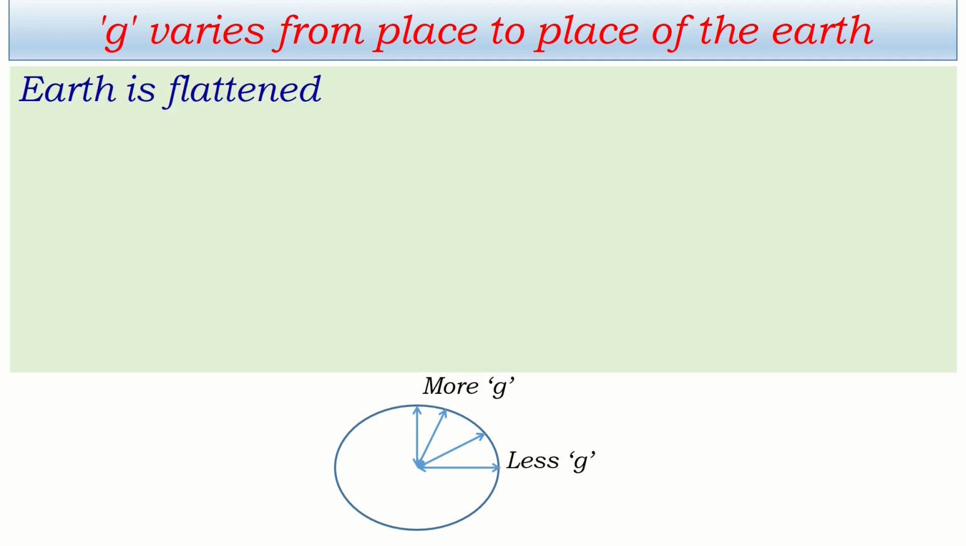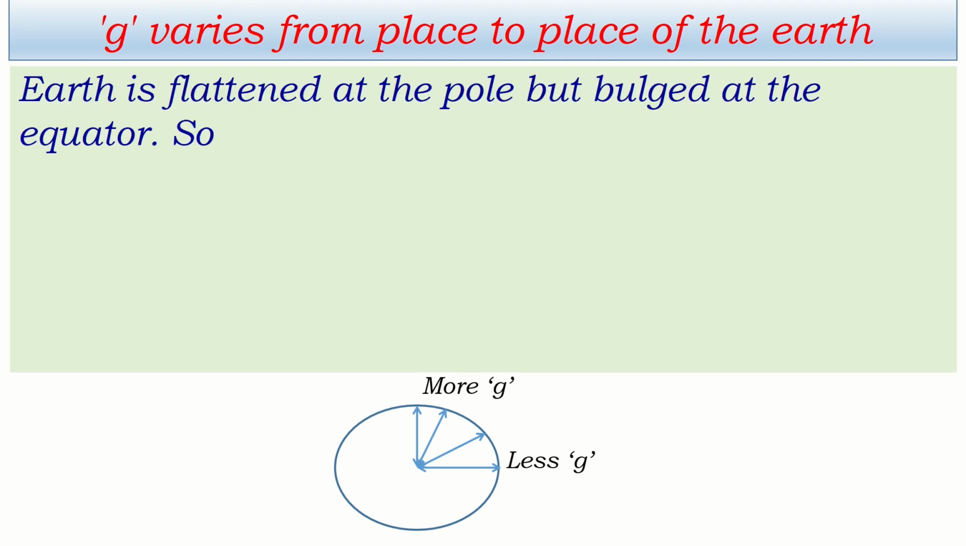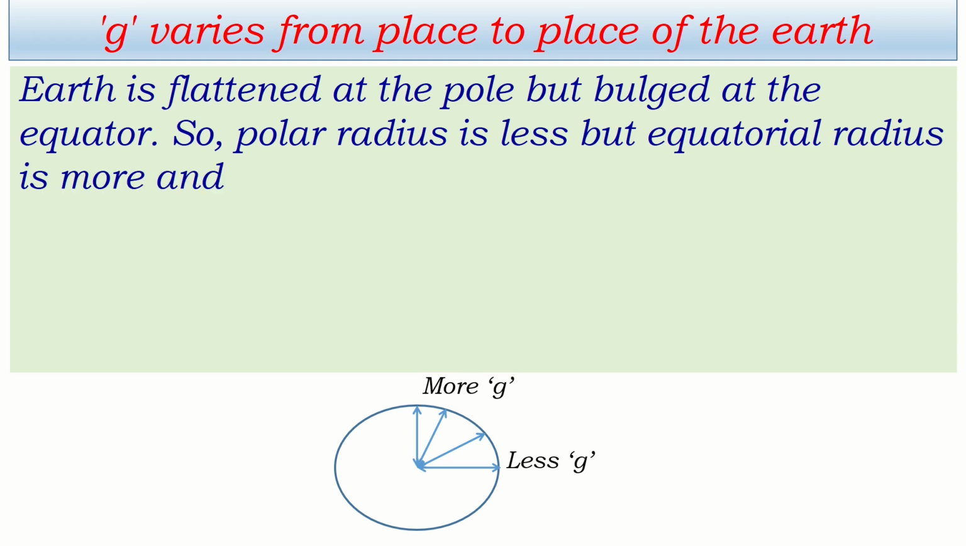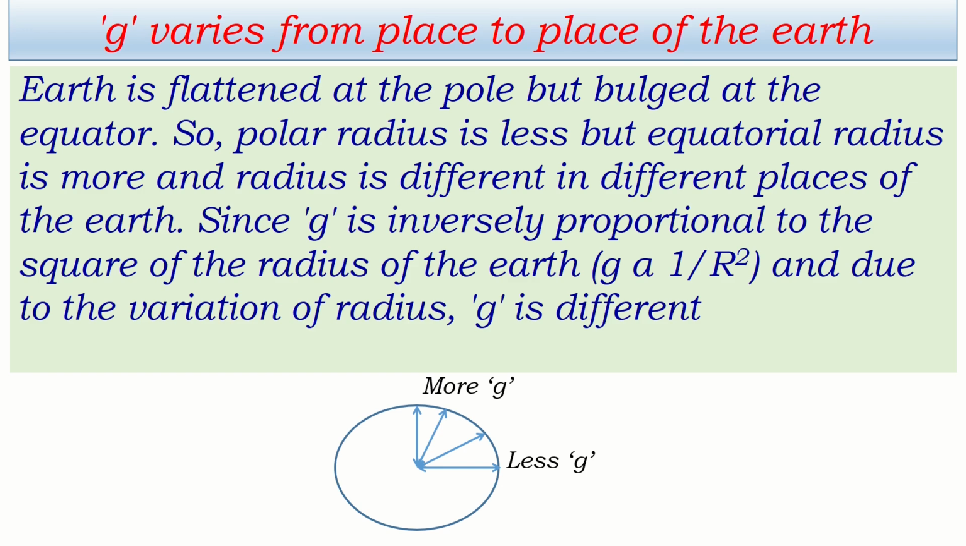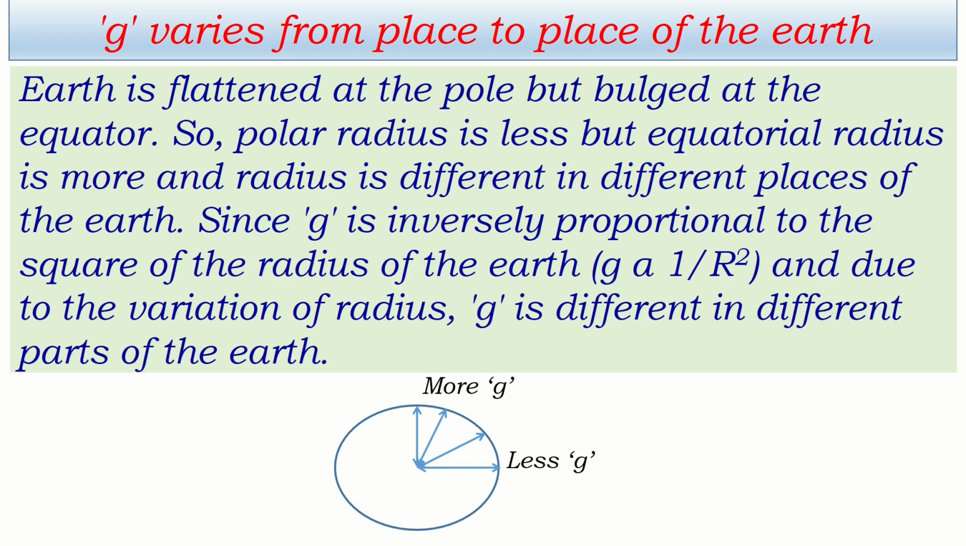Okay, how can we write this? Earth is flattened at the pole but bulged at the equator. So the polar radius is less but the equatorial radius is more, and the radius is different in different places of the earth. Since g is inversely proportional to the square of the radius of the earth, and due to the variation of radius, g is different in different parts of the earth.